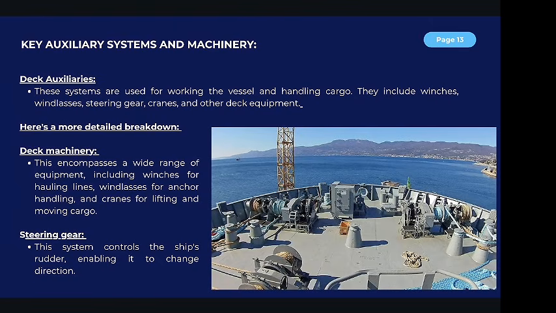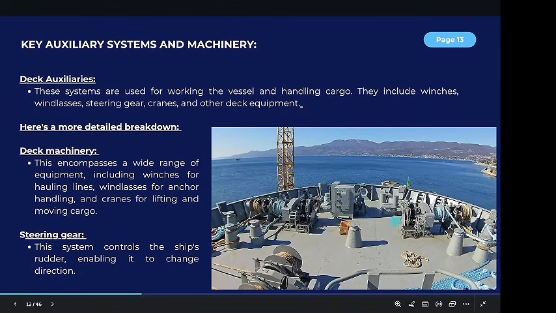So first we have here what we call the deck auxiliary. This system is used for working the vessel and handling cargo. They include winches, windlasses, steering gear, cranes, and other deck equipment. So it's all about the equipment that you can see here on the deck.